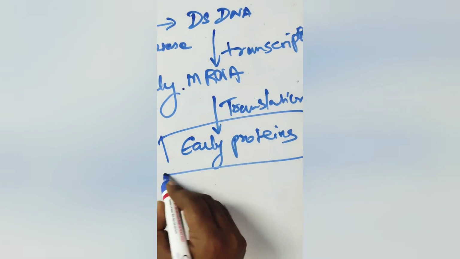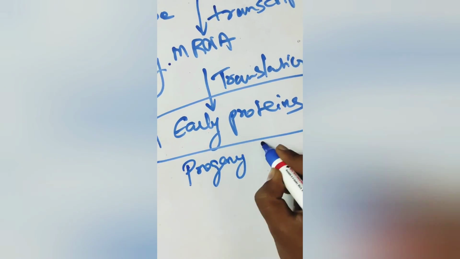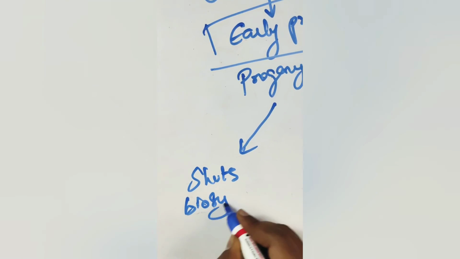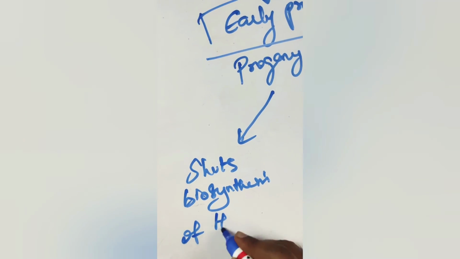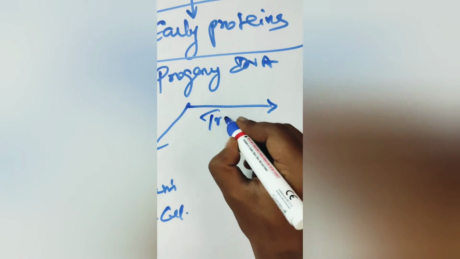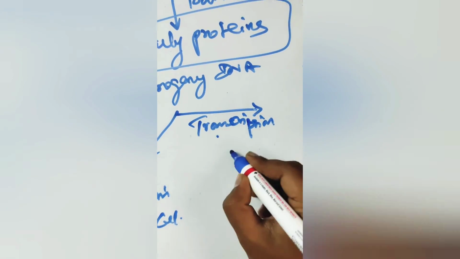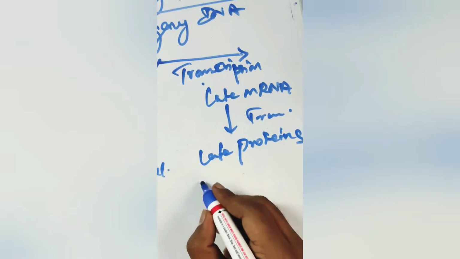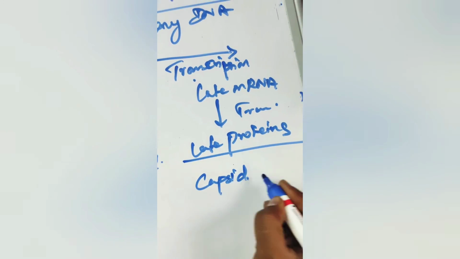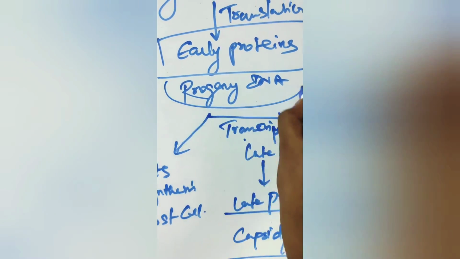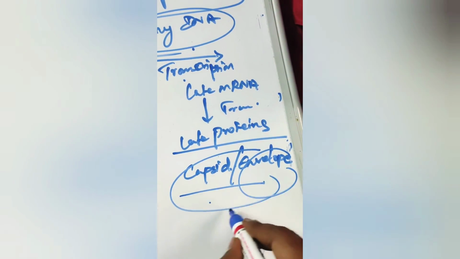This early protein is also called progeny DNA, which has 2 functions. It shuts off the biosynthesis of the host cell, and it undergoes transcription to form late mRNA, and then undergoes translation to form late proteins. These late proteins are capsid and envelope, in which this early progeny DNA is encapsulated and enveloped and then released.